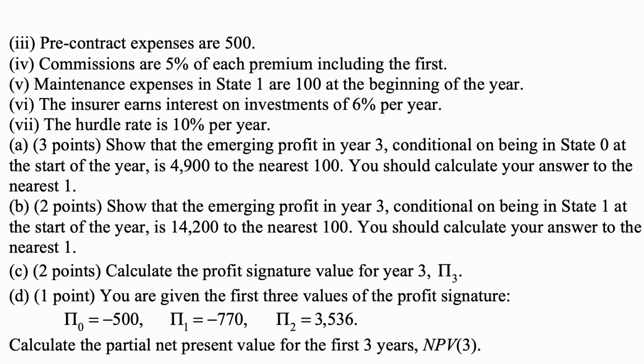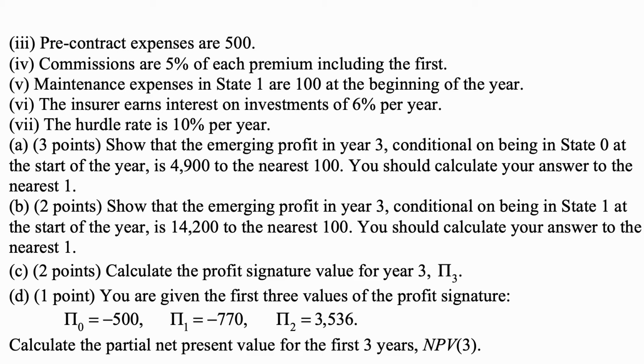Pre-contract expenses are 500, commissions are 5% of each premium, including the first. Maintenance expenses in state 1 are 100 at the beginning of the year. The insurer earns interest on investments of 6% per year. The hurdle rate, which is the rate used for discounting profits for calculating the present value of profits, is 10% per year. So it's effectively a cost of capital rate, and that's why it's used for profits.